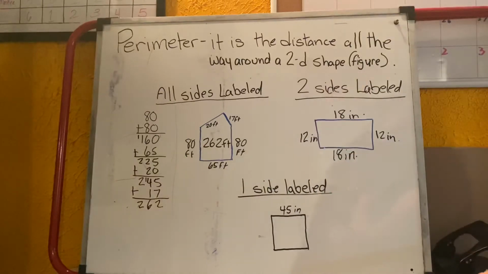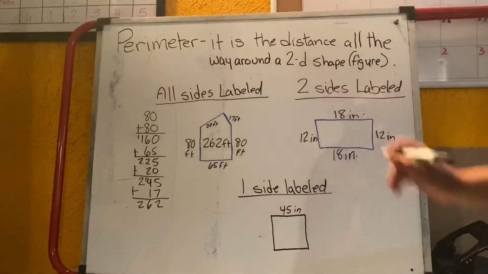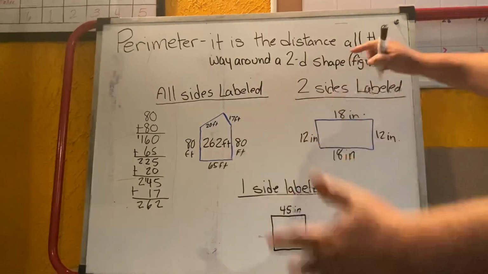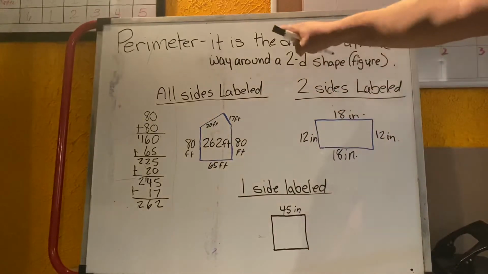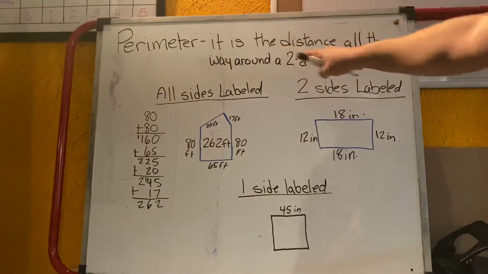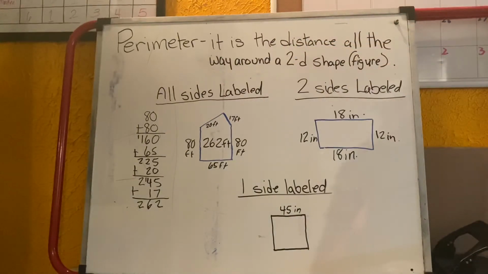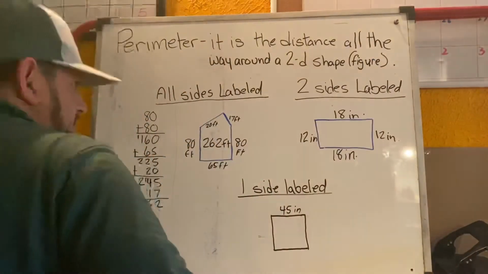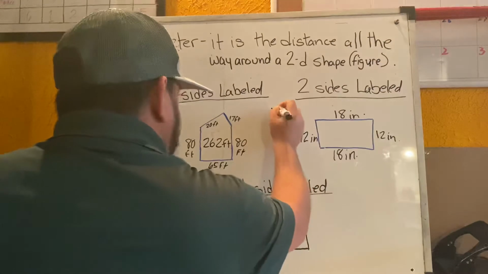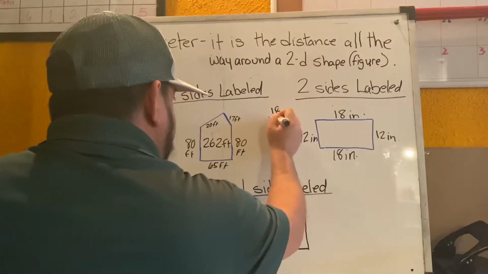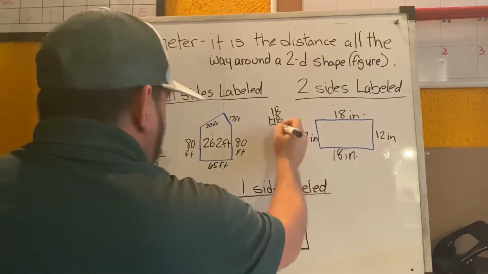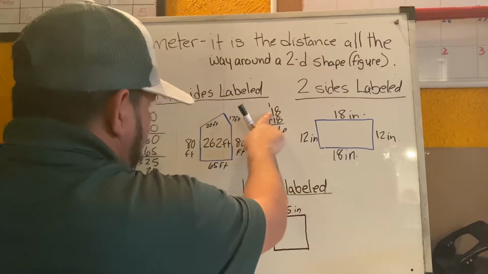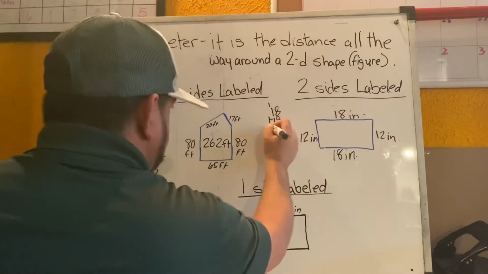Now, since we have all our sides labeled, guess what we're going to do? That's right, we're going to put them all together because perimeter is the distance all the way around a 2D shape or figure. Now, I'm going to get in front for a little bit so I can write in these figures. We have 18 plus 18. 8 plus 8 is 16. We got to regroup the 1. 1 plus 1 is 2. 2 plus 1 is 3.